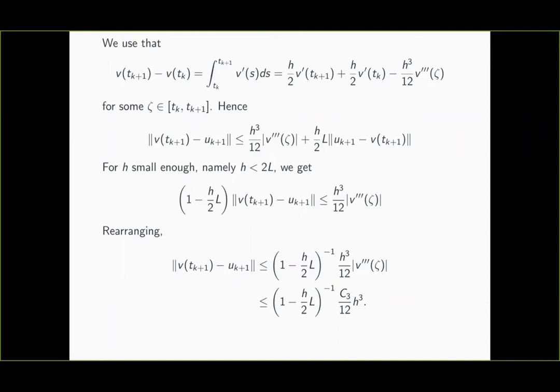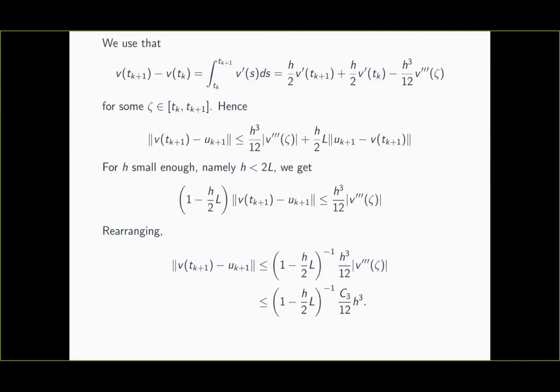Okay, rearranging and taking estimates, I get that the norm of the local discretization error, the norm of v(t_{k+1}) minus u_{k+1}, is bounded from above by 1 minus h over 2 times L, inverse, times C_3 over 12 times h cubed. For this last inequality, I've divided by 1 minus h over 2 times L, which I can do if h is small enough, because then it will just be 1 minus some small term. So in particular, it's going to be something positive.